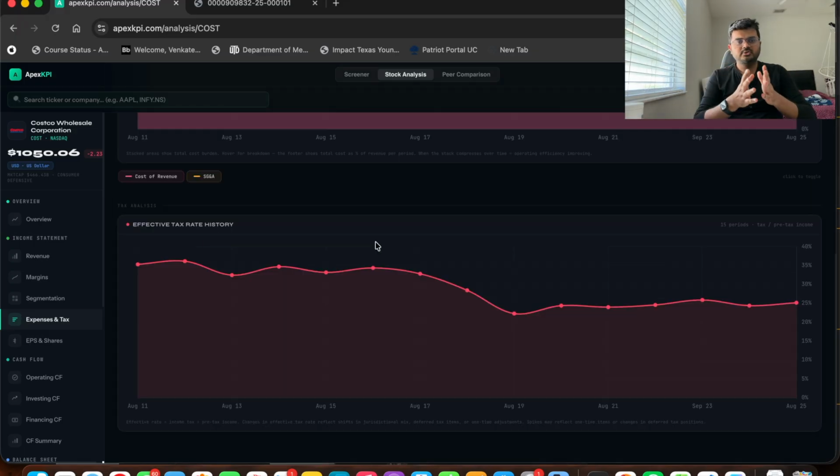And next, what I would like to show you is the tax history. How much tax the business has paid over the period of time. Not an absolute dollar amount, but the effective tax rate. Again, to be very clear, what I mean by effective tax rate is the tax paid by the business in that period, either in the quarter or the annual, divided by the total taxable income of the business.